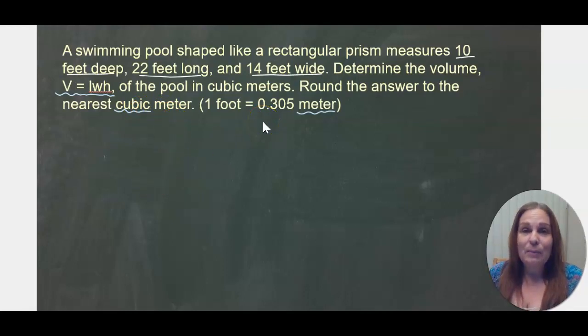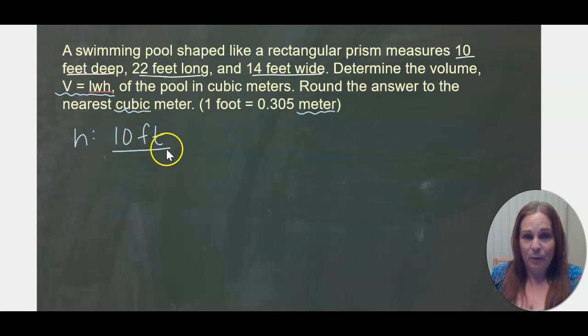So, anytime you're asked to do some sort of calculation with these measurements, always convert first. Everyone hear that? Always convert first. So let's convert our depth, or I guess that would be our height in this case, our length and our width, right? How deep the pool is going to be like the height of our rectangular prism. Okay, so let's start with our height. So the height is 10 feet.